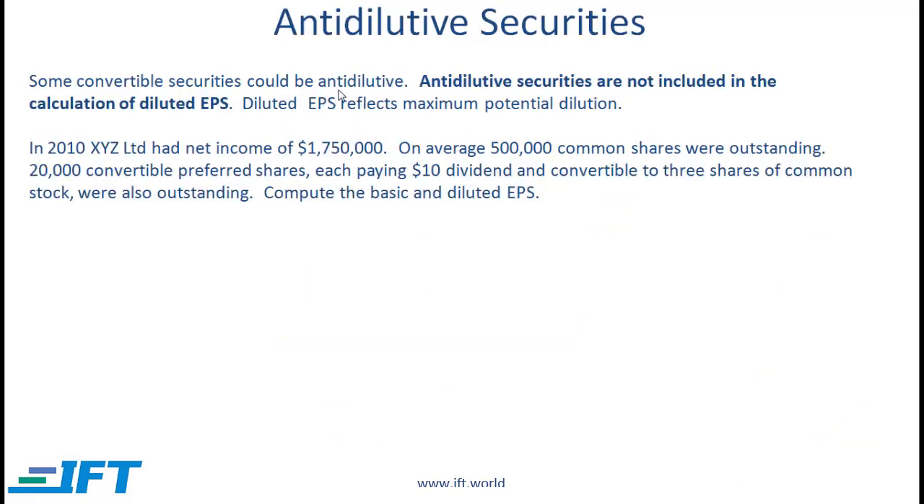Some convertible securities could be anti-dilutive. Anti-dilutive securities are not included in the calculation of diluted EPS. This is because diluted EPS reflects the maximum potential dilution. Consider this example. Net income is 1.75 million, 500,000 shares outstanding, 20,000 convertible preferred shares, each paying $10 dividend and convertible to 3 shares of common stock. Compute the basic and diluted EPS.